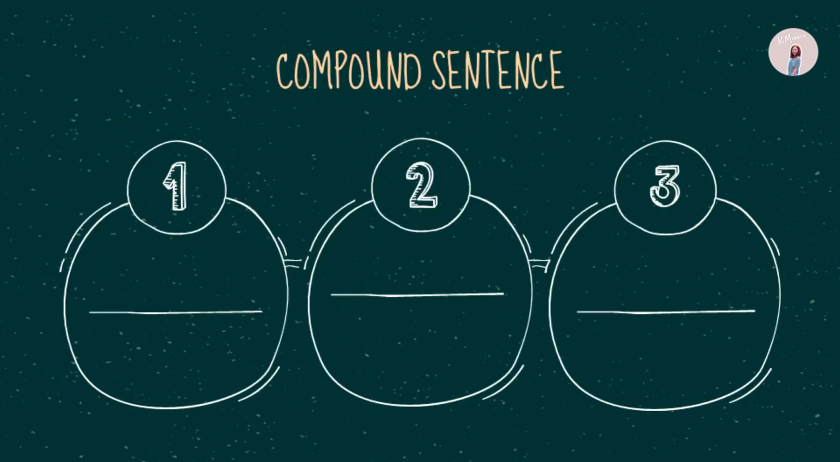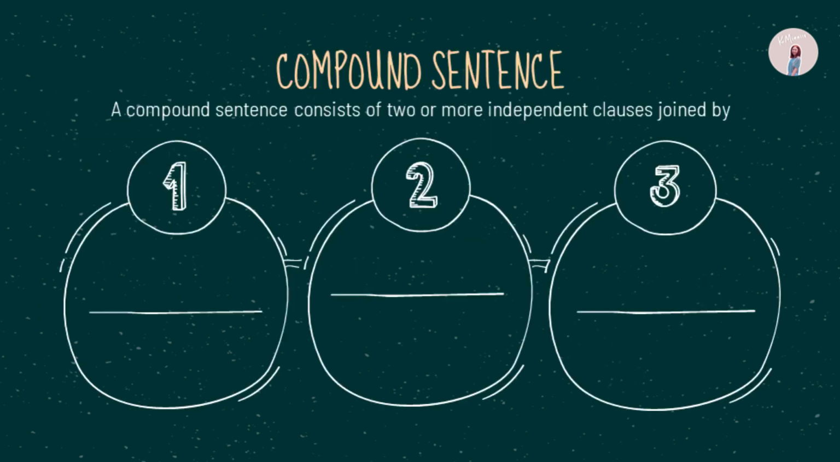Let's look at compound sentences. A compound sentence contains two or more independent clauses joined by a comma followed by a coordinating conjunction, or FANBOYS: for, and, nor, but, or, yet, so. For example, the dog barked, and the cat yowled.